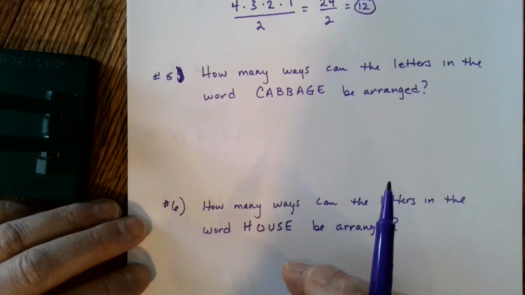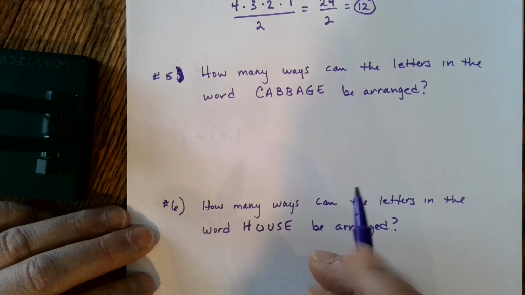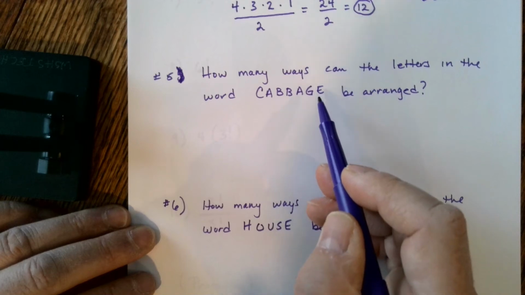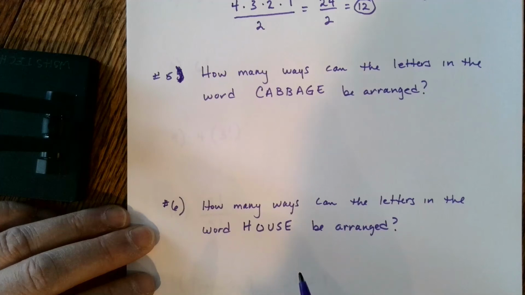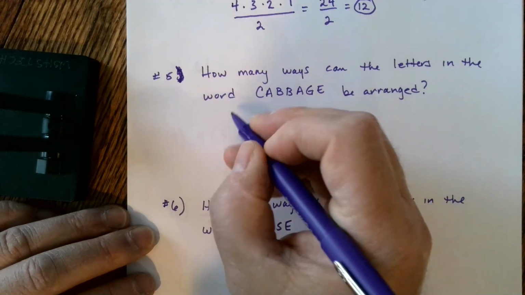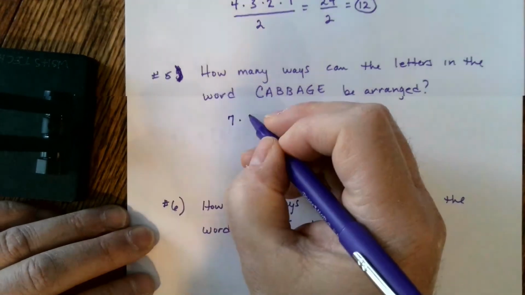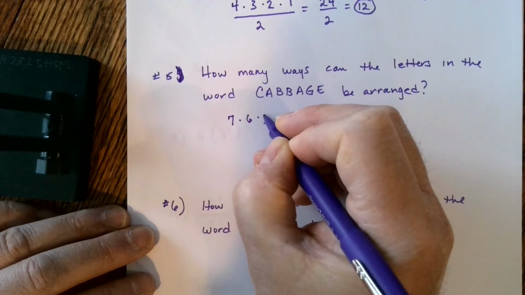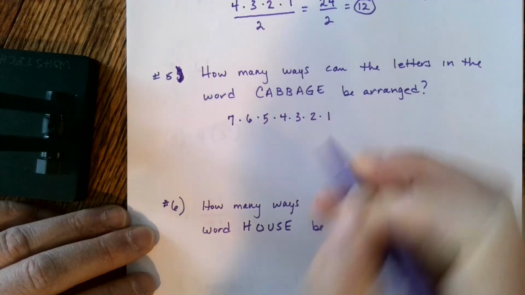Take a look at number 5. How many ways can the letters in the word cabbage be arranged? Well, as you can see, there's 1, 2, 3, 4, 5, 6, 7 letters in the word cabbage. So depending on which one I choose first, I could rearrange. But to speed up this process, we know that we would pick 7 first, and then after that, there'd be 6 letters left, and then we'd pick 1 out of the 6, and then 1 out of the 5, and then 1 out of the 4, and then 1 out of the 3, and then 1 out of the 2, and then 1 out of the 1.